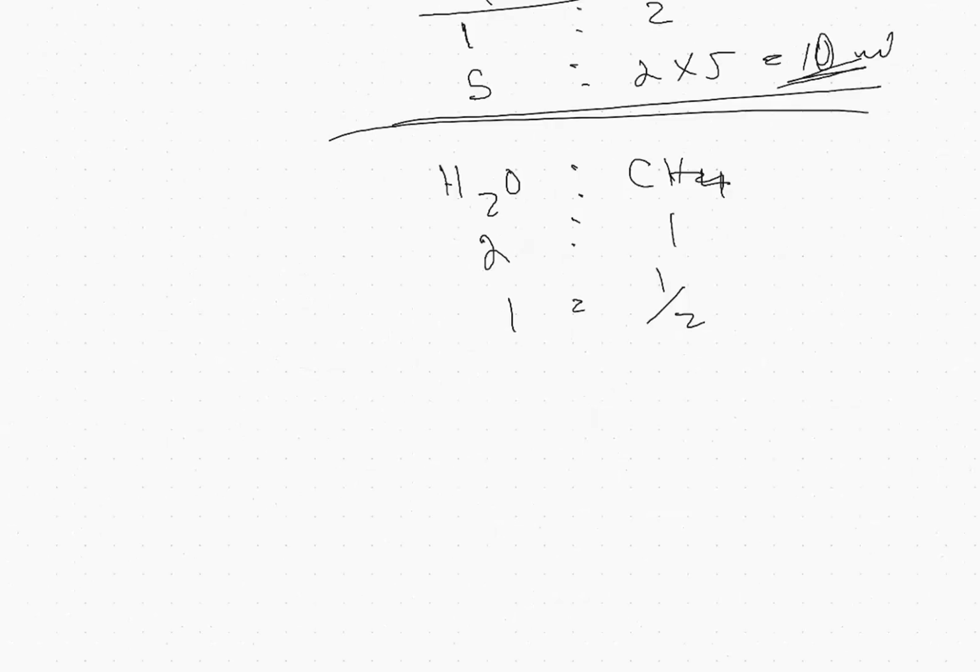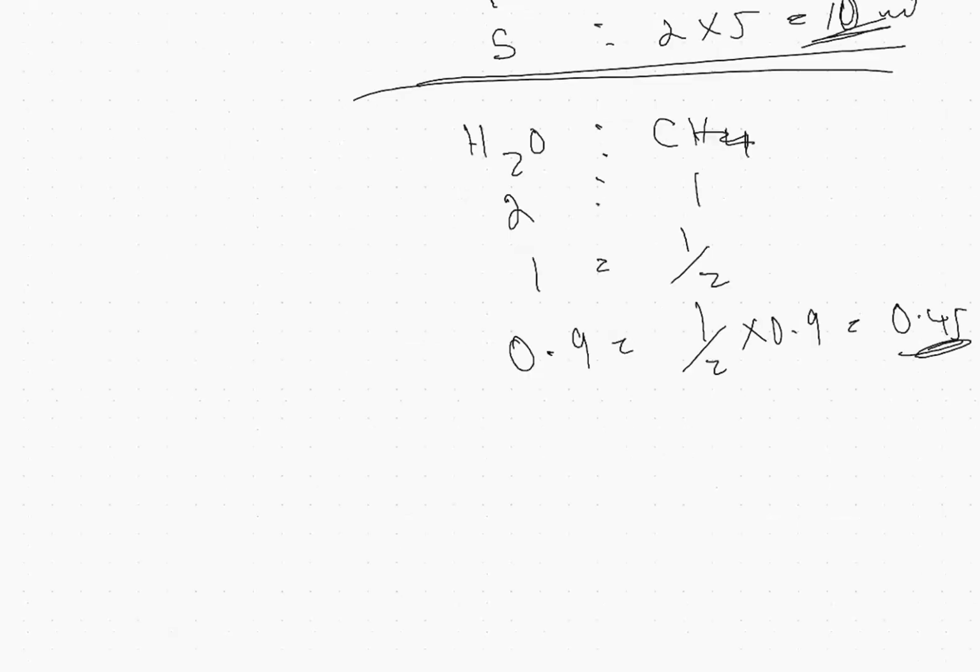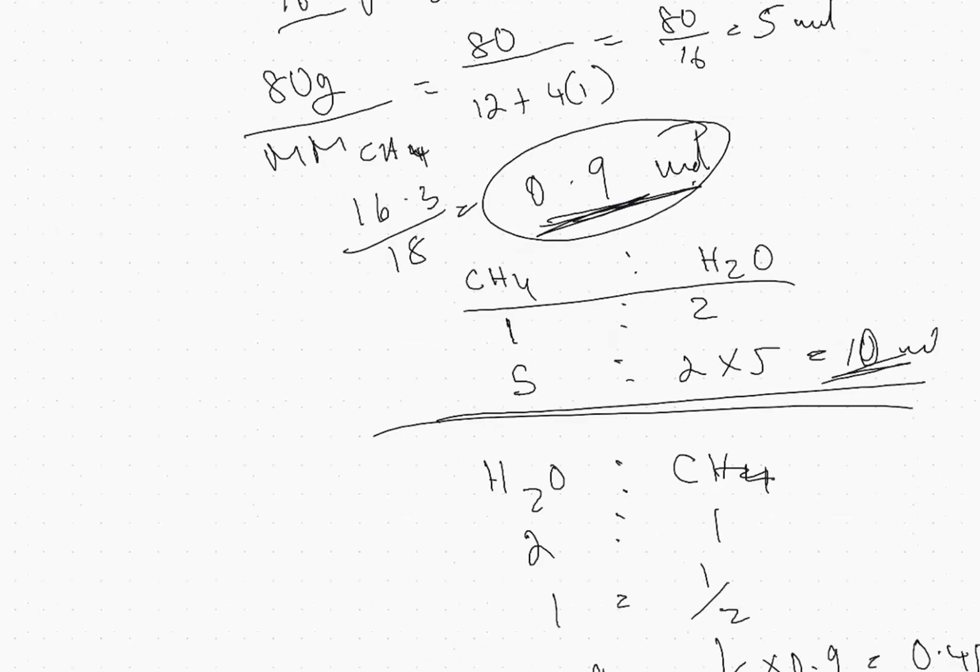I hope you understand what I'm doing. So 0.9 would react with half of 0.9, which is 0.45. That's all I need of CH4. So here, clearly, the entire 0.9 water will react with half of that, which is only 0.45 of CH4. We have 5 moles. So the limiting one is water.